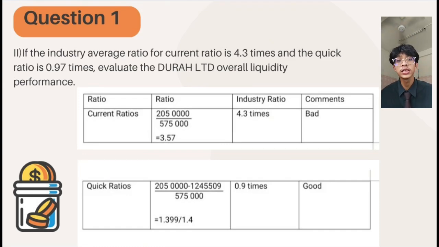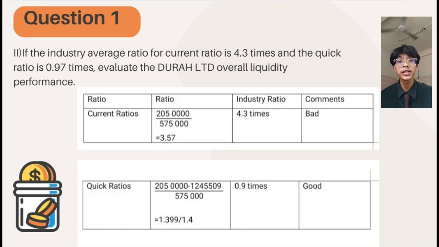So first, the current ratio. We already calculated Dura Ltd's current ratio in the previous question, which is the first question. It was 3.57 times. The industry average is 4.3 times, which is a bit higher. This could be seen as a slight weakness, an area for improvement. So we can mark the performance here as below average, or as labeled in your table.